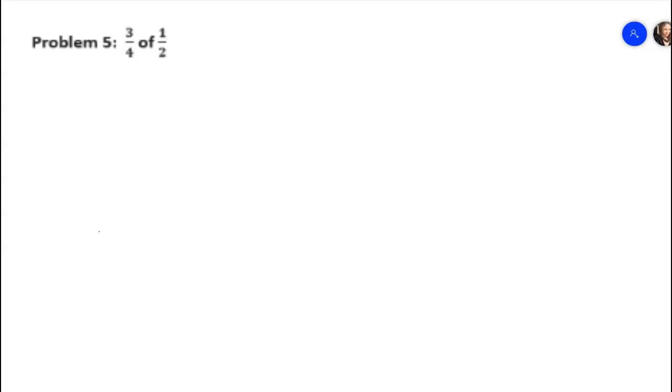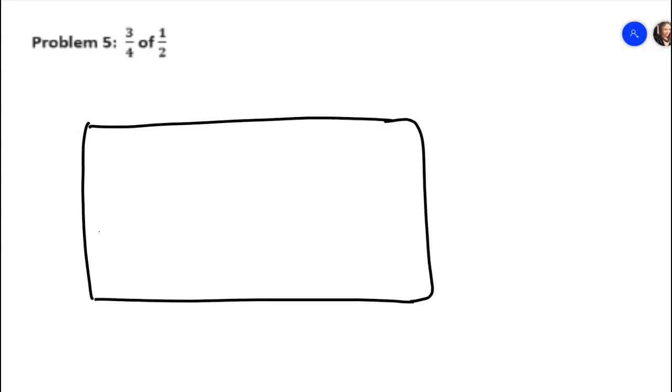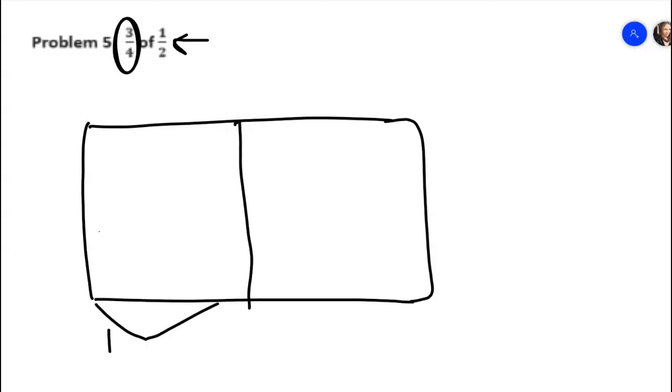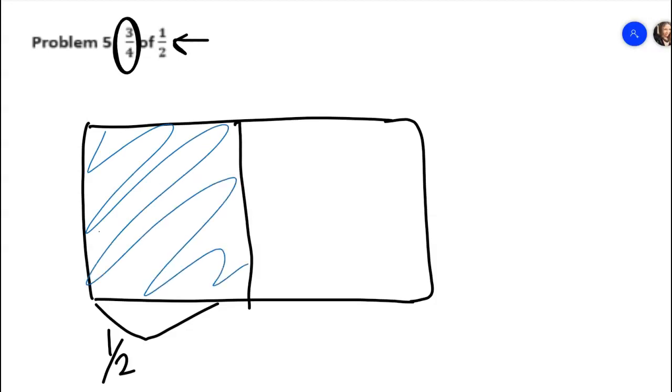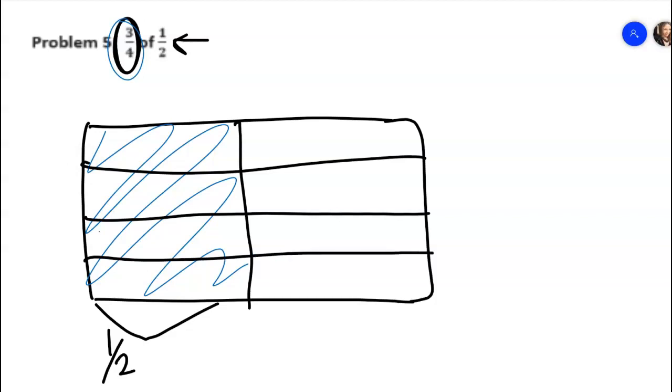All right, this problem, problem 5, we are gonna just start solving using the rectangular multiplication model. So let's go ahead and draw our total, our whole, and we're looking for 3/4 of 1/2. So let's go ahead and make our 1/2. Let's shade it in a different color. Here's our 1/2. Now we are looking for 3/4 of this half. So we're gonna have to break this up into 4 equal parts. And then we're gonna shade only 3 of those 4 parts.